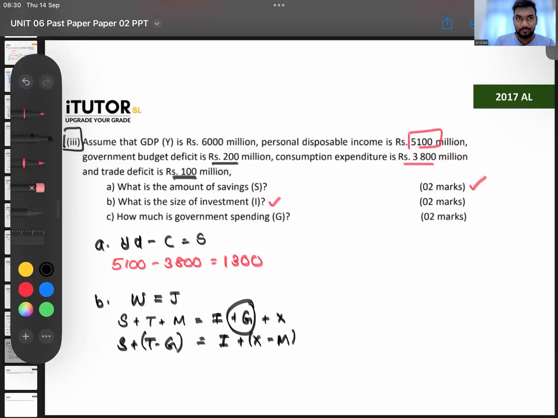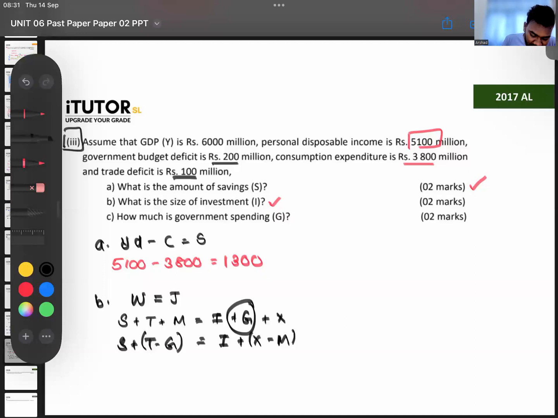What did I do there? I moved the government spending this way. From the normal equation, I took the G and put it there. So plus G became minus G. So T minus G is my budget deficit. Why am I doing that? Because that is the information given in the question. Then imports, I took it and put it on that side, minus import. Why did I do that? Because X minus M is given in the question. Think a little and see, it's not that hard.